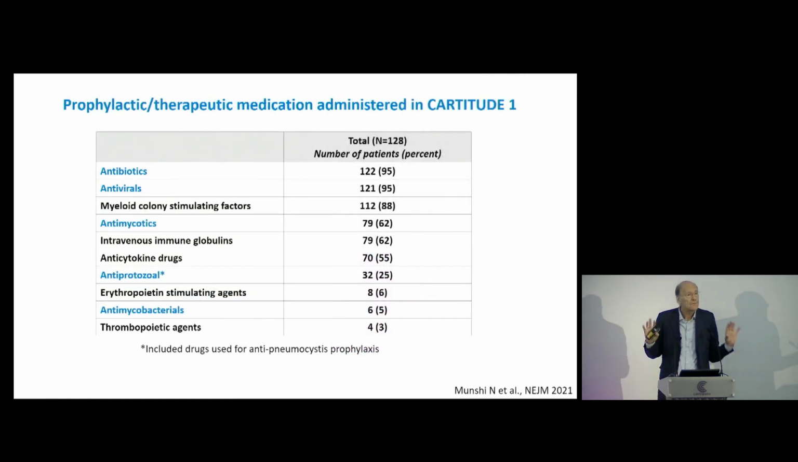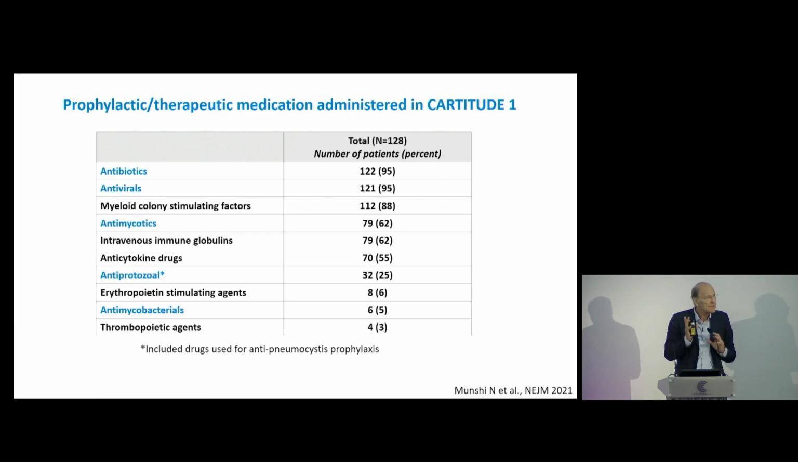Now, we have looked at the different recommendations, but you ask the question, what are individual centers really doing, and what is happening in individual studies? What was the case in CARTITUDE-1, one of the most important studies, because they showed this enormous efficacy of CAR T cells. And this is the data from the CARTITUDE-1 study.